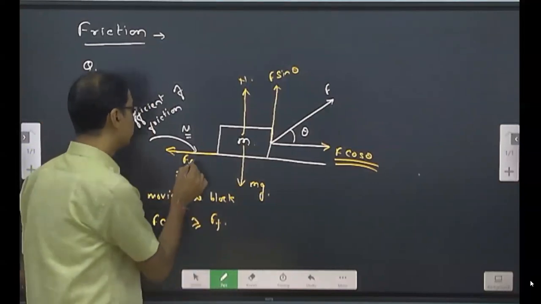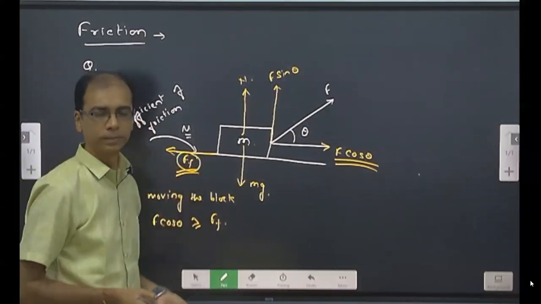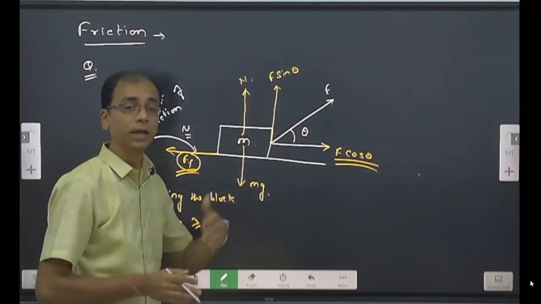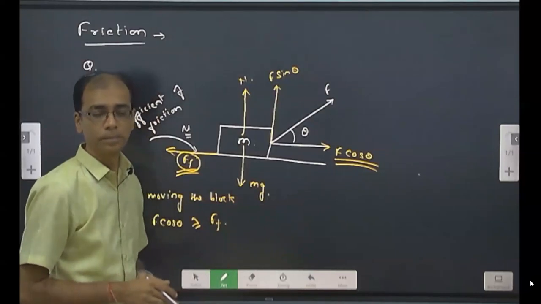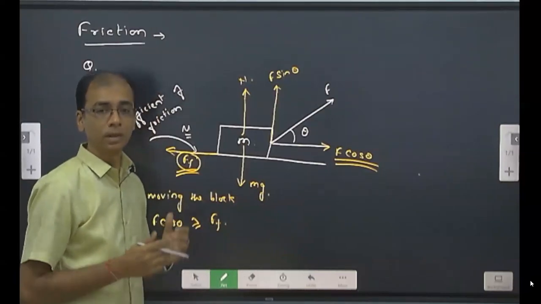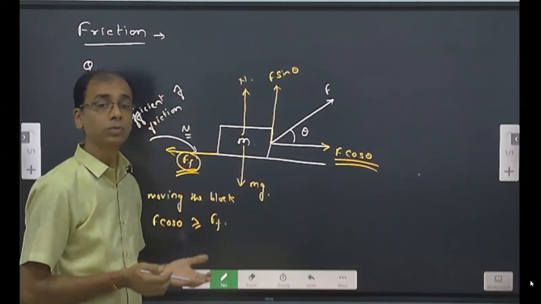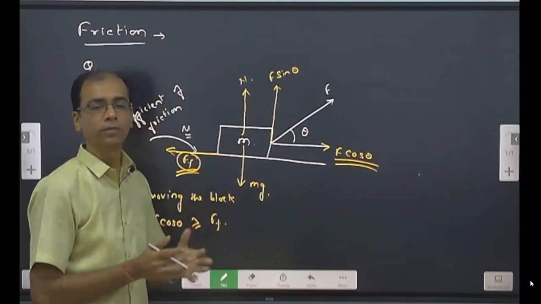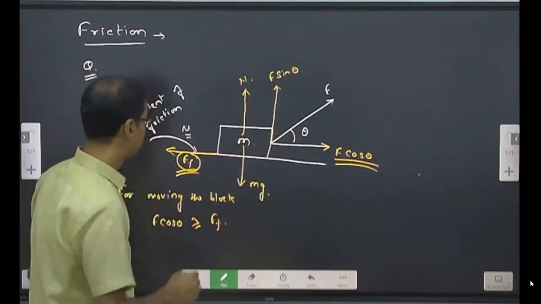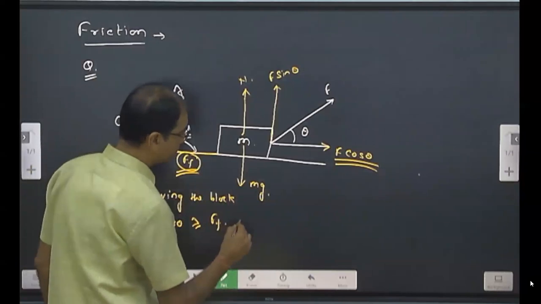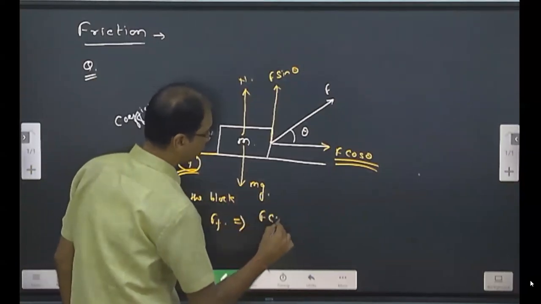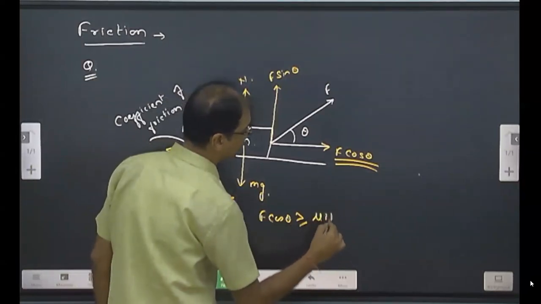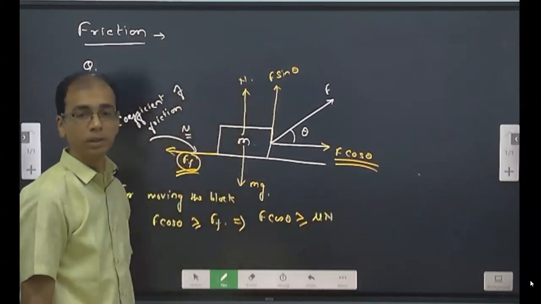Now, which force of friction is this? You are trying to move it, still it is not moving, it is at rest only. So which friction is it, kinetic or static? Static friction. And which static friction? The limiting one, because you want to move it. To move it, you need to apply a force greater than limiting friction. So F cos theta should be greater than or equal to mu N, that is the limiting value.